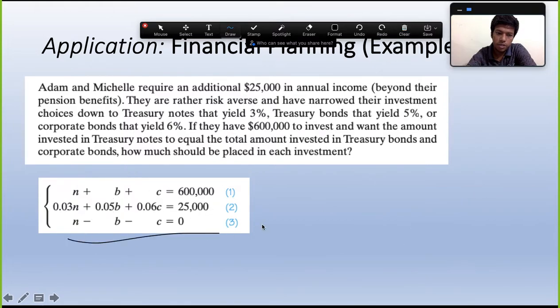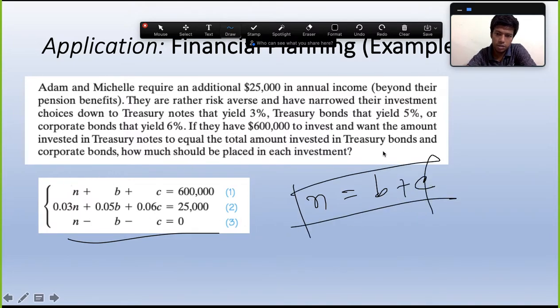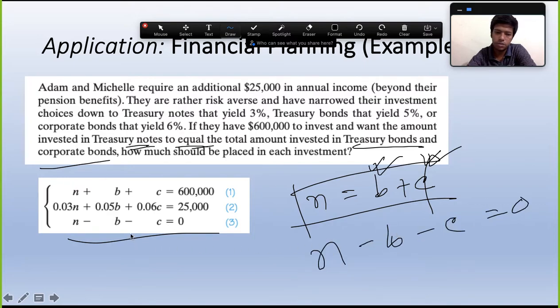Now for equation number 3, how it comes. This one is a little bit annoying. If you shuffle it, then it becomes n equal to b plus c. This comes from the third condition, the last condition. They said that the treasury notes equal the total amount invested in treasury bonds and corporate bonds. So treasury bonds and corporate bonds total equal to treasury notes. So if you arrange it, then it becomes equal to this. So this is the last line.